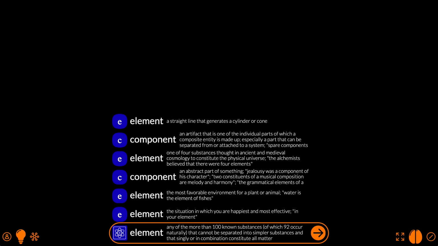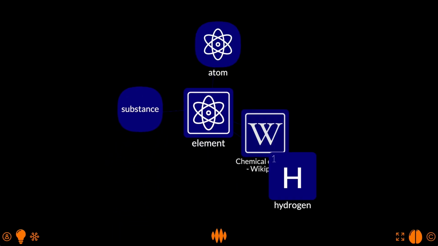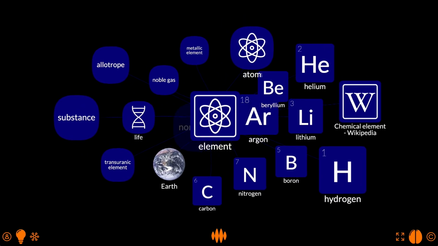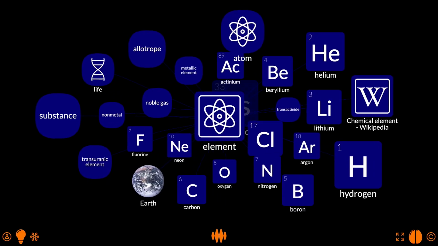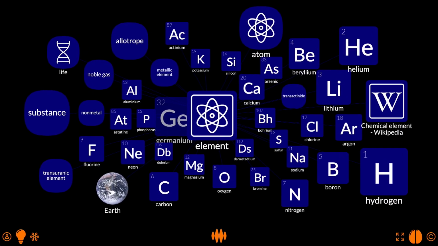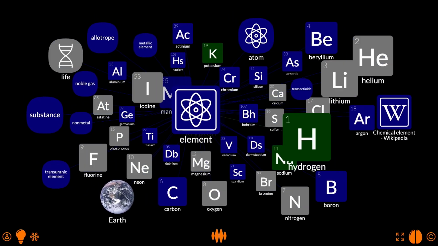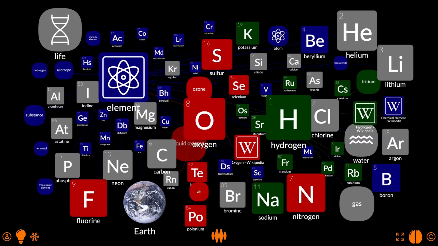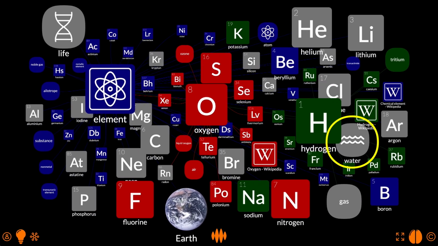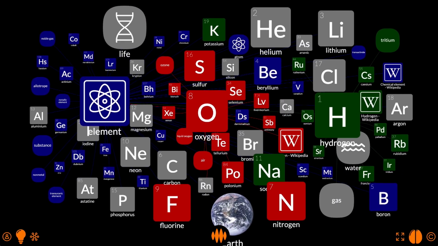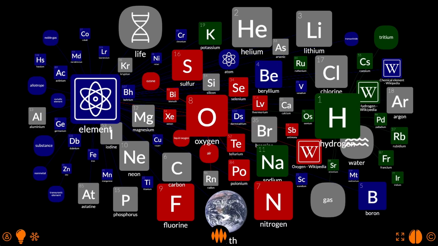When I search for element, the node representing chemical elements appears, and related nodes appear around it, connected by edges. The mesh view is good for exploring these connections in the knowledge hypergraph. For example, I can fire the nodes for hydrogen and oxygen, and find the nodes related to them both, such as water and life. But as you can see, the nodes are all over the place.